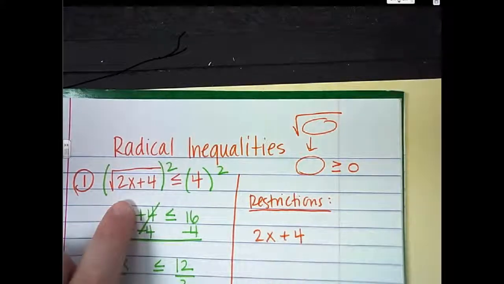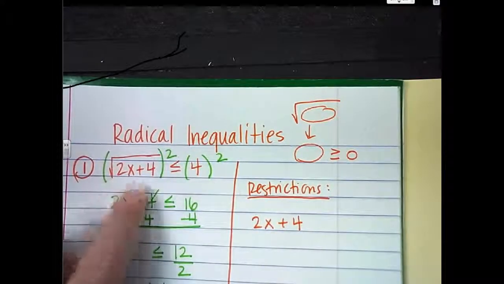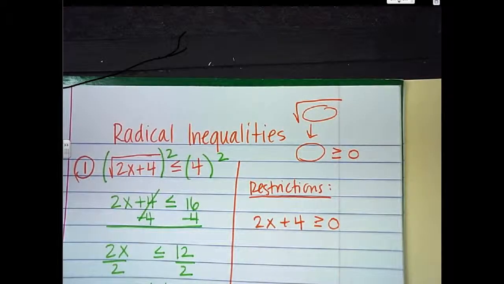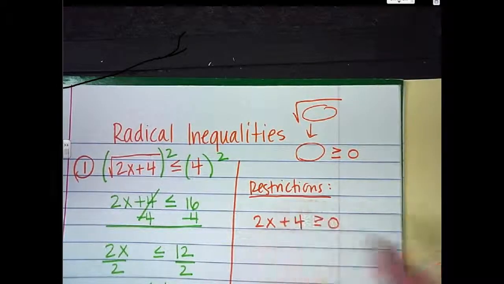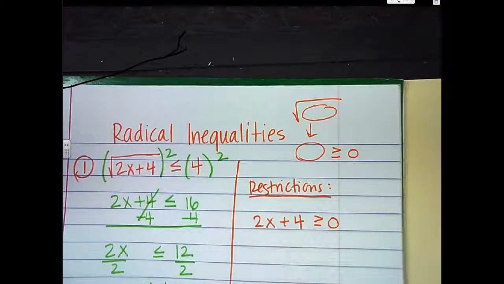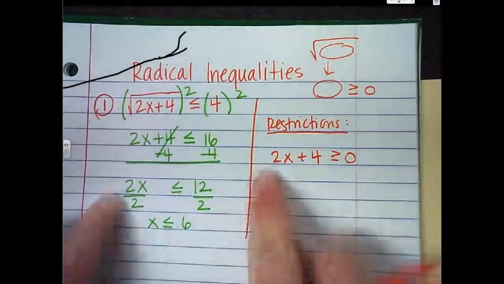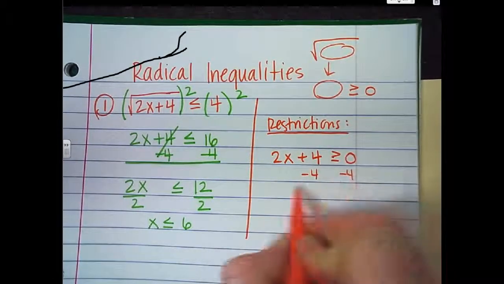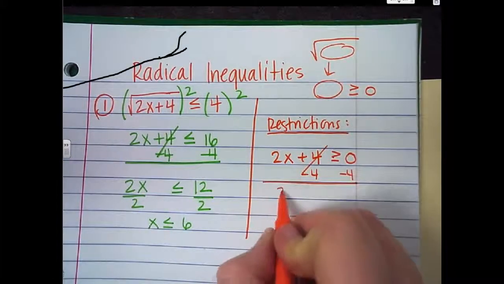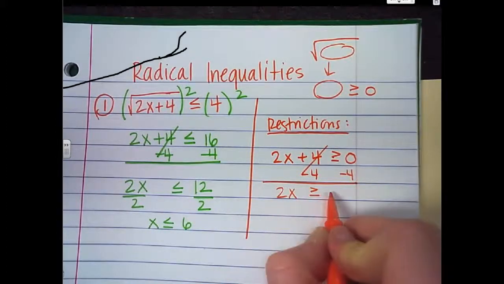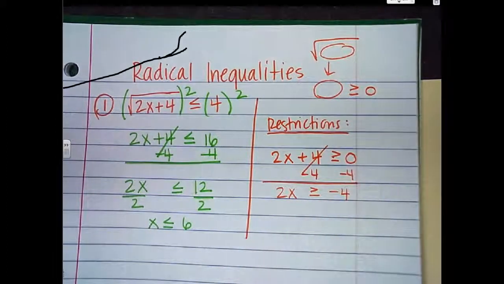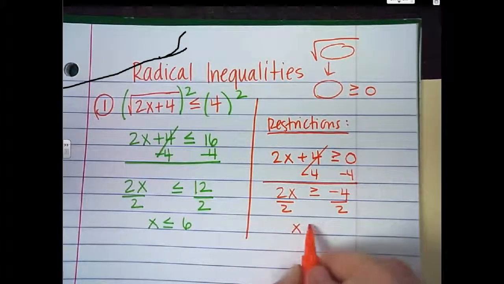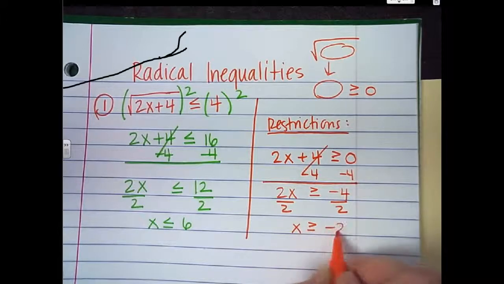So I'm going to take 2x plus 4, what's under the square root, and set it greater than or equal to 0. So this doesn't change. Your restriction here is always greater than or equal to 0. And this you're just solving for x. Remember, there's no square root here. Okay, I took it off. So just subtract the 4. So 2x is greater than or equal to negative 4. Divide by 2. X is greater than or equal to negative 2.